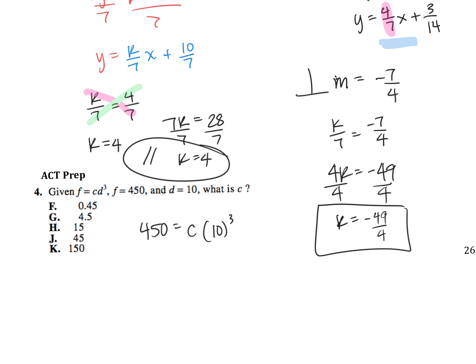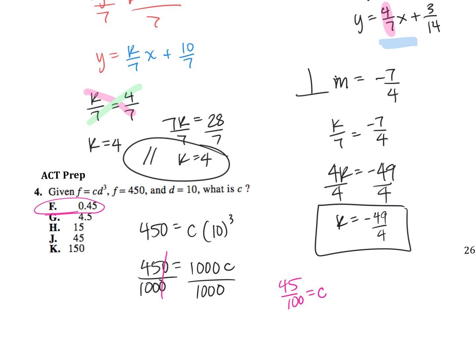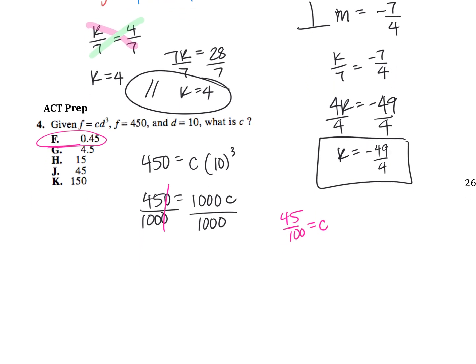If you're like, 10 to the second would be 100, yep, we're going to just add that 0 on. So we'd have 1,000 C. And when I divide by 1,000, just a reminder, you can cross out zeros. And I'd be left with 45 over 100. Anyone have an idea which answer choice that one is? Yes, 45 hundredths is 0.45. Could you have used a calculator to do that for you? Of course. Just a little practice.